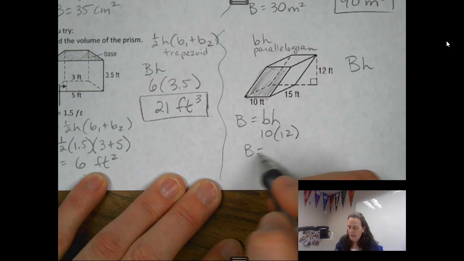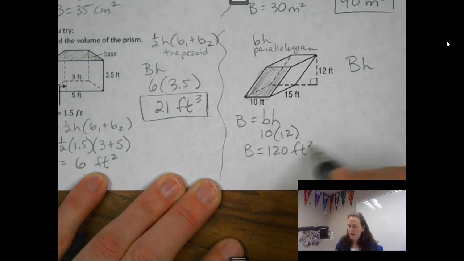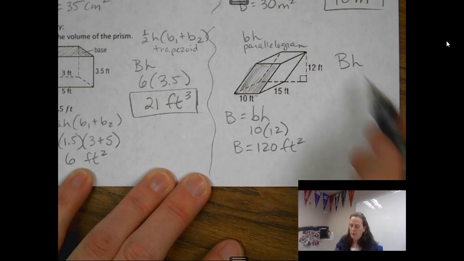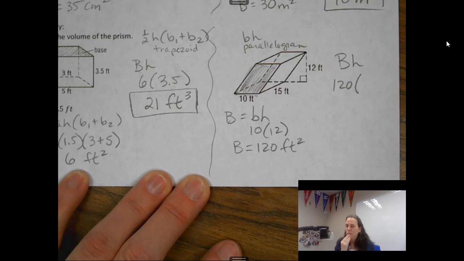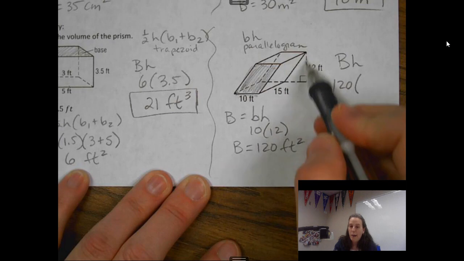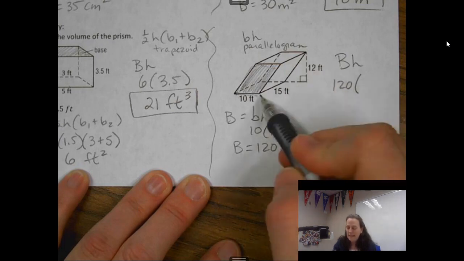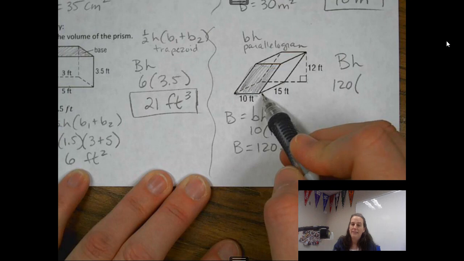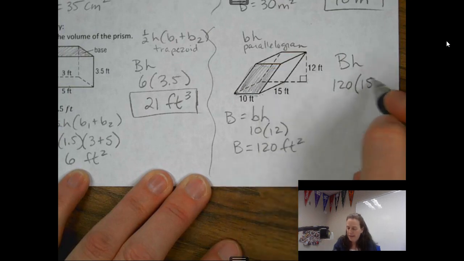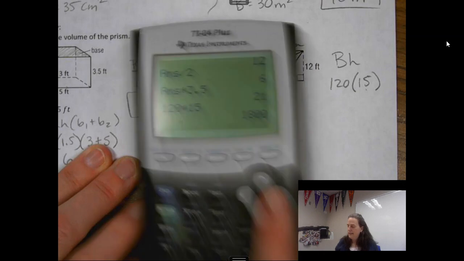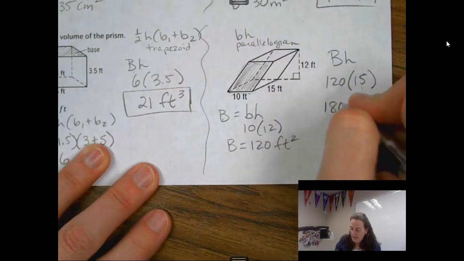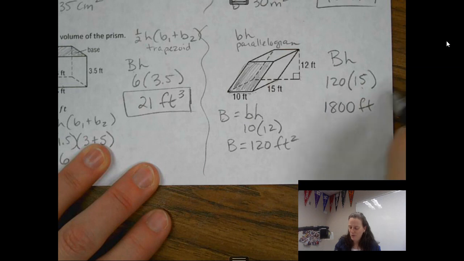So what do we get here? 120 feet squared. And then we're ready to plug that in up here. 120 times, okay, so this is one of those funky ones where the height, and you might have gotten confused by this because we often think of height as going up and down, but height is the distance between the two bases. So really watch for that. The distance between the two bases is 15. 120 times 15. All right, the answer is 1,800 feet cubed.